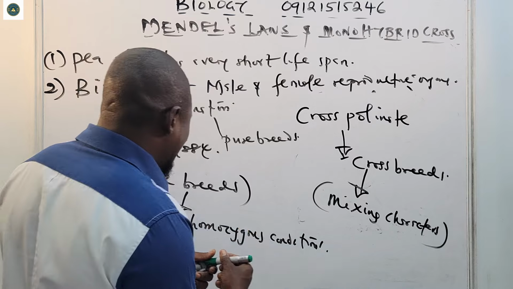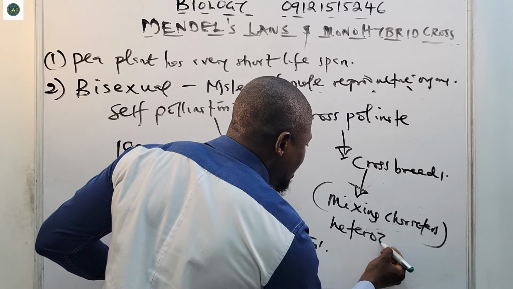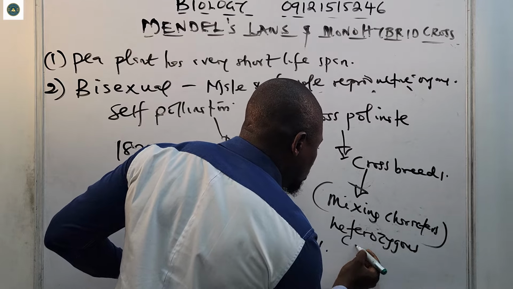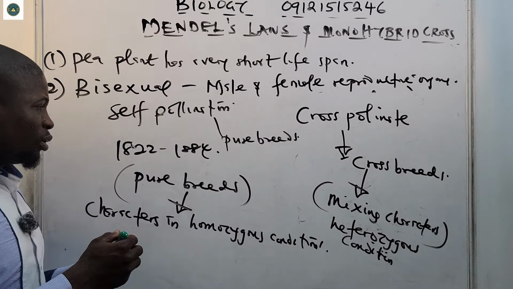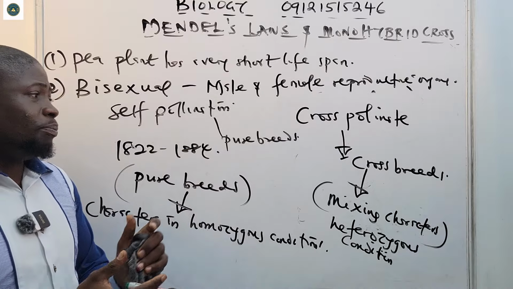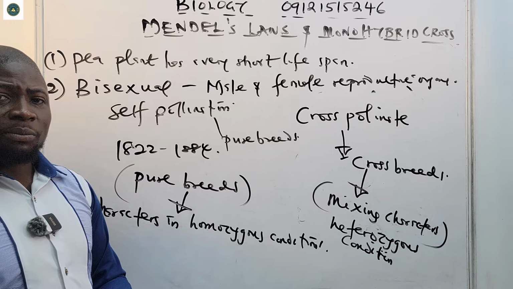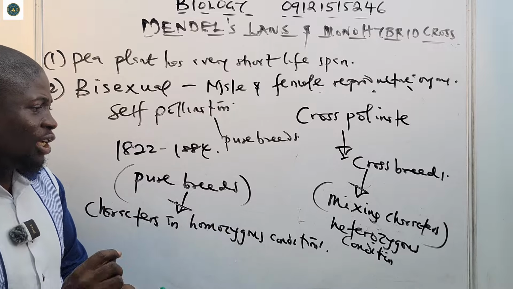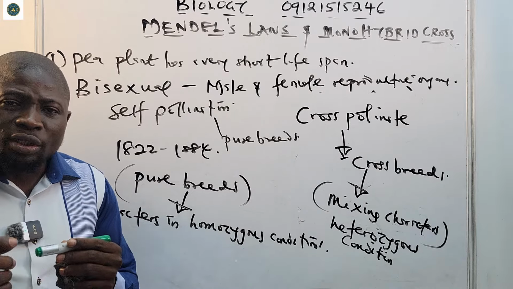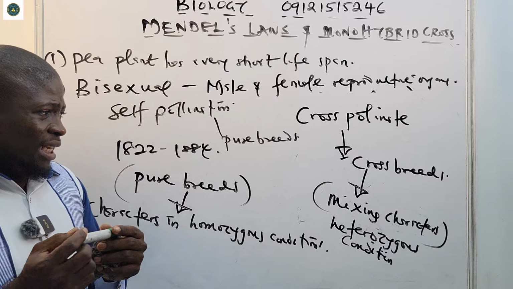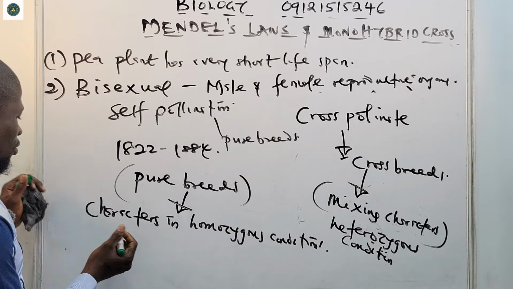You can get plants, or you can get characters, in heterozygous conditions. So that's why he chose the pea plant: it is bisexual and could cross-pollinate also to get cross breeds, which involve the mixing of characters to get characters in heterozygous conditions. And along with all of these, it will be easy to understand because they all have contrasting characters.